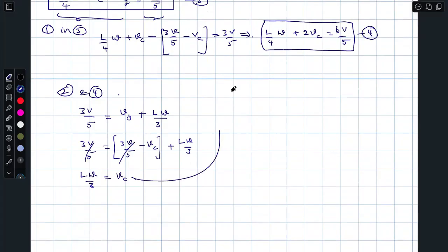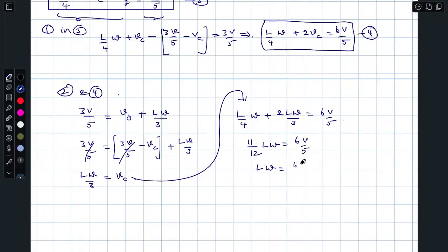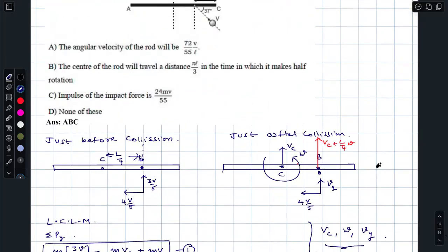Okay. Now with this, I can write L by 4 omega plus 2Vc. 2L omega by 3 is 6V by 5. 3 plus 8, 11 by 12 L omega is 6V by 5. So L omega is 6 into 12 by 55V, 60, 72 by 55V. Right. First option is correct.